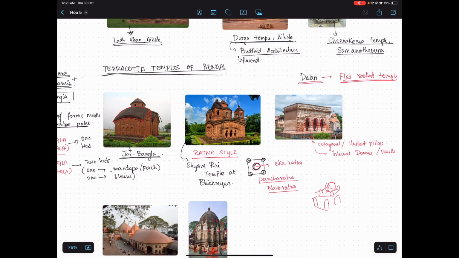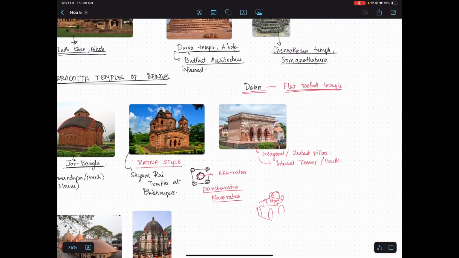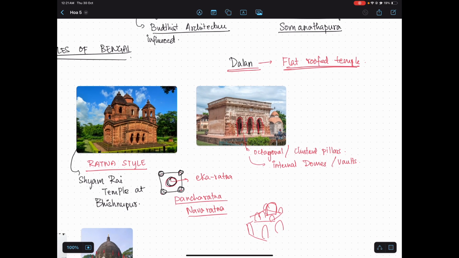So if it has just one tower at the center, it's called Ekaratna. If it has the main tower supported by 4 other sub towers, then it is called Pancharatna. And if it has 9 towers, that is called Navaratna, and it is usually in 2-story level. So then comes Dalan, which is a flat roofed temple, and these have their classic feature that is present in almost all the other temple styles as well, which is the 3 entrances. They have octagonal or clustered pillars. They have internal domes or walls.